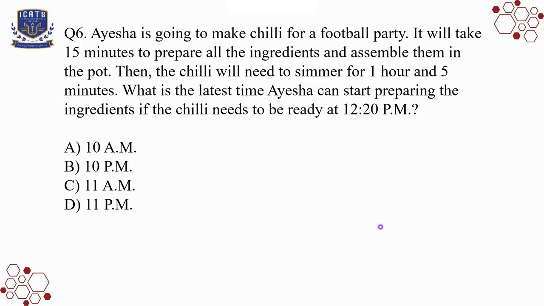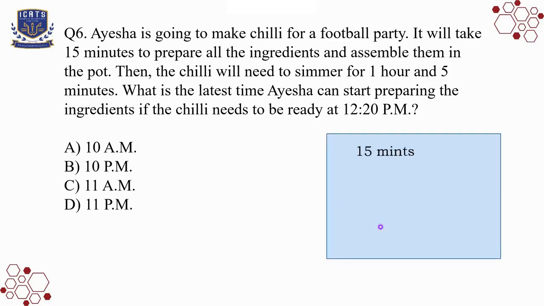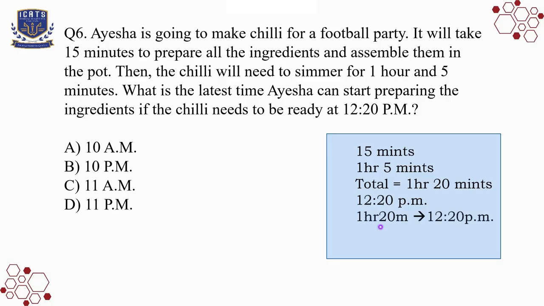So let's add the time first, as it will take 15 minutes to prepare all the ingredients, and we need 1 hour and 5 minutes to simmer the chili. So the total time is 1 hour and 20 minutes. As the chili should be ready by 12:20 p.m., she can start it at 11 a.m. Then after 1 hour and 20 minutes, it will be 12:20 p.m. So we will select option C here. She can start the latest by 11 a.m.